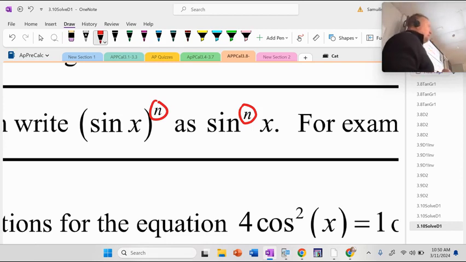Mathematicians are lazy. That's why they come up with symbols so they don't have to write out words. So one thing that they do, they just put sine squared of x. Crinkle, crinkle.